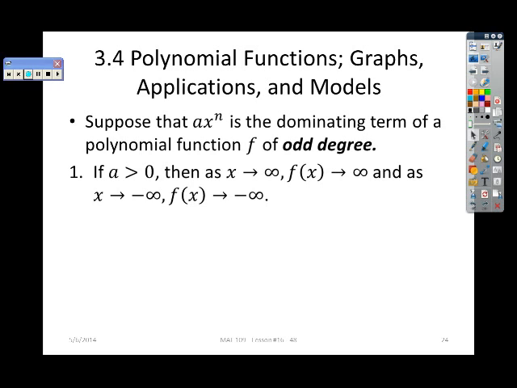So we're extending this idea about parabolas. Remember parabolas, if A was positive, it opened up, if negative, it opened down. Now we're extending this to other things. We're doing odd degree now. And when A is positive, the right end's up, left is down. It doesn't matter what n is as long as it's odd. That will be true.